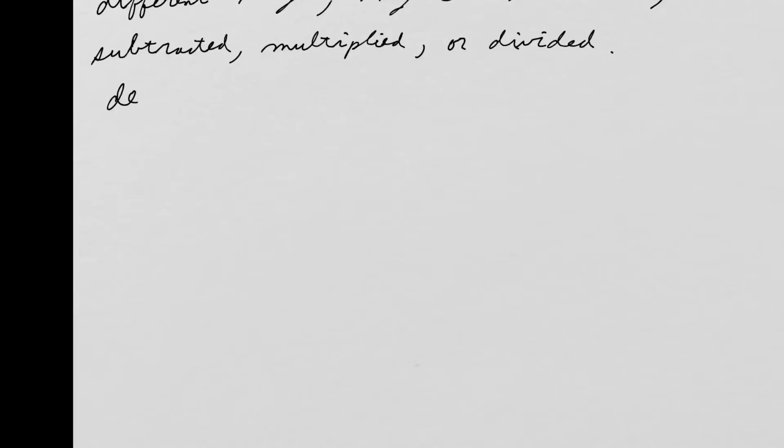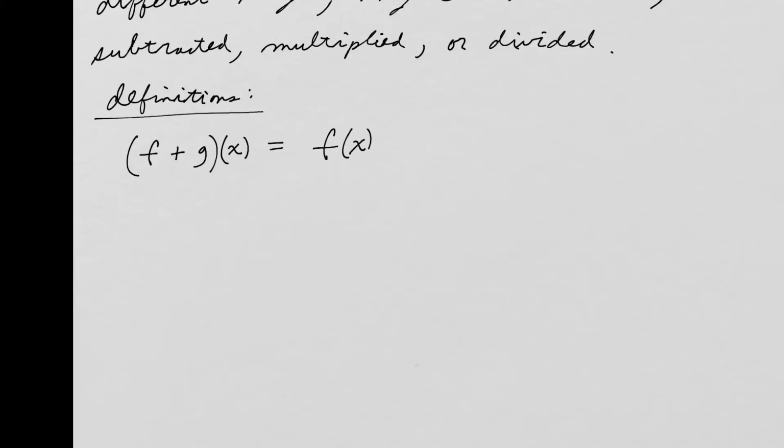So, definitions. If I want to add, say, a function called f to a function called g, the way we write that is f plus g of x. Well, this is simply f of x plus g of x. So you simply add them together, right? If these are functions in equation form, you would add the two equations together, the two functions together.